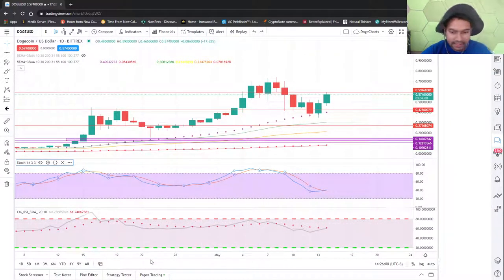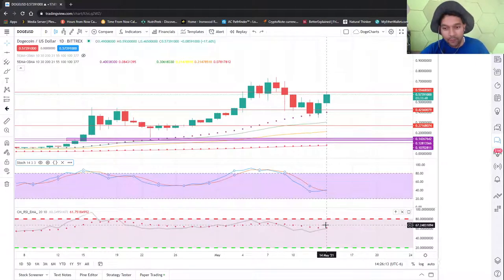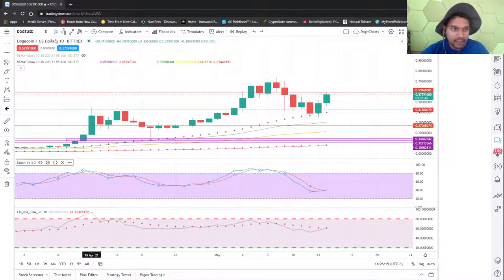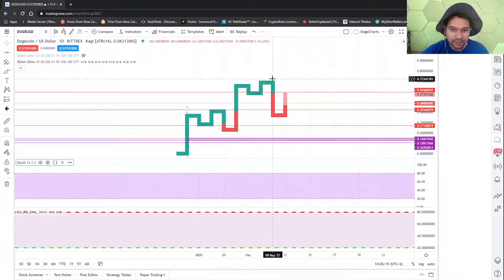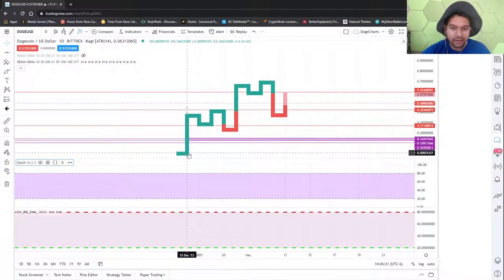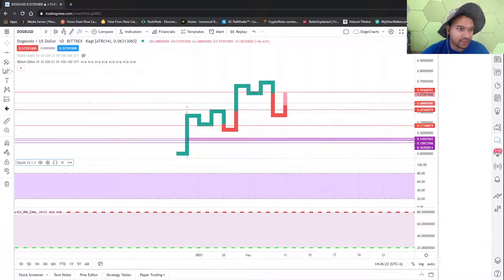Okay, so stochastic, and if we cross this area here on the CMRSI EMA, then we might have an upward pull. It looks like we're going to have an upward pull. I guess I'll stick around one more day and see if we have an upward pull. If we do, geez, we might be looking at another multi-percentage move here.